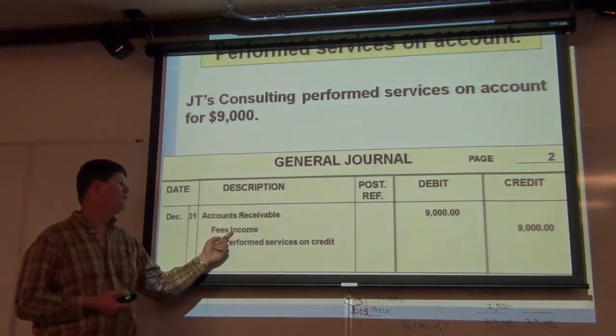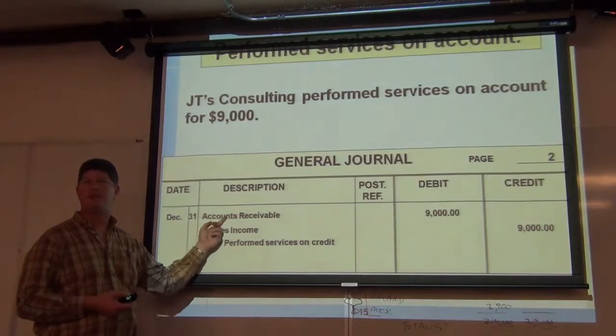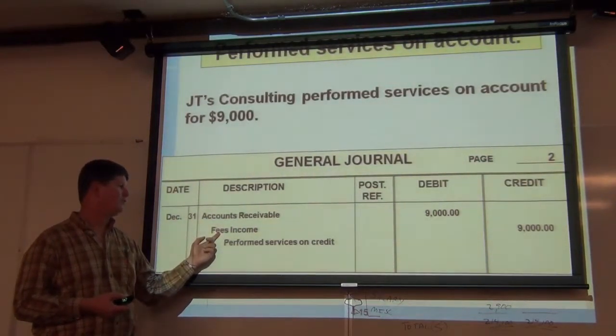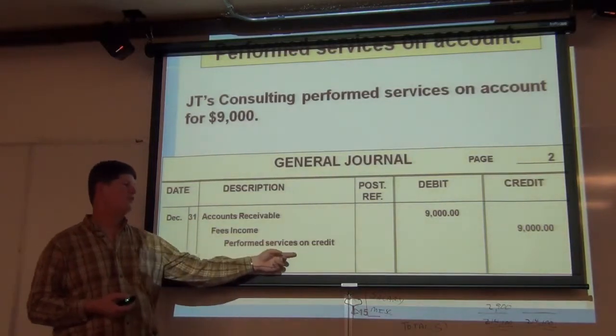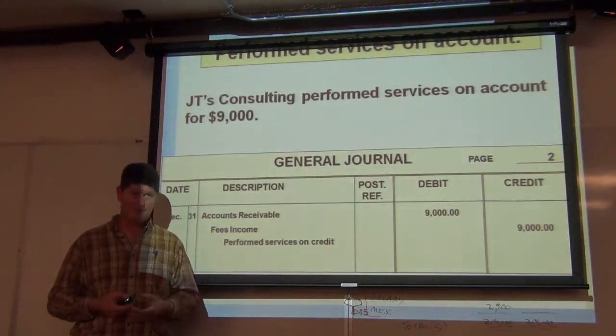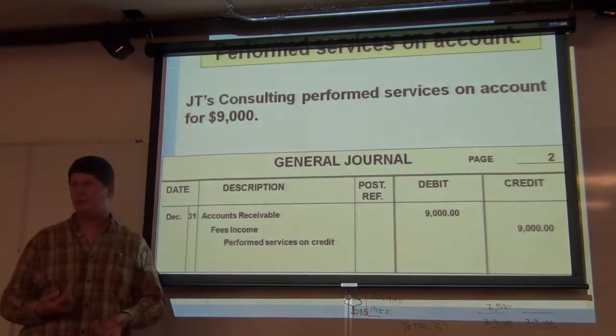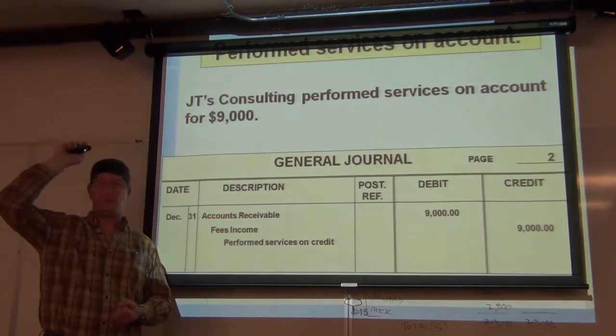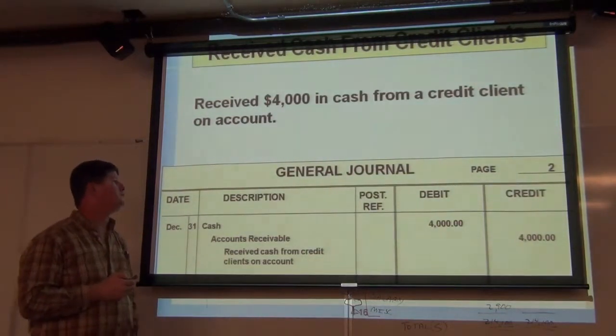Here we go. Fees income, accounts receivable. This guy didn't pay us in cash, so the debit is to accounts receivable. Credit to fees income. Performed services on credit. Again, where's the customer's name? Where's the invoice number, right? Good. This is pretty straightforward, I hope. Questions? Answers? Okay.